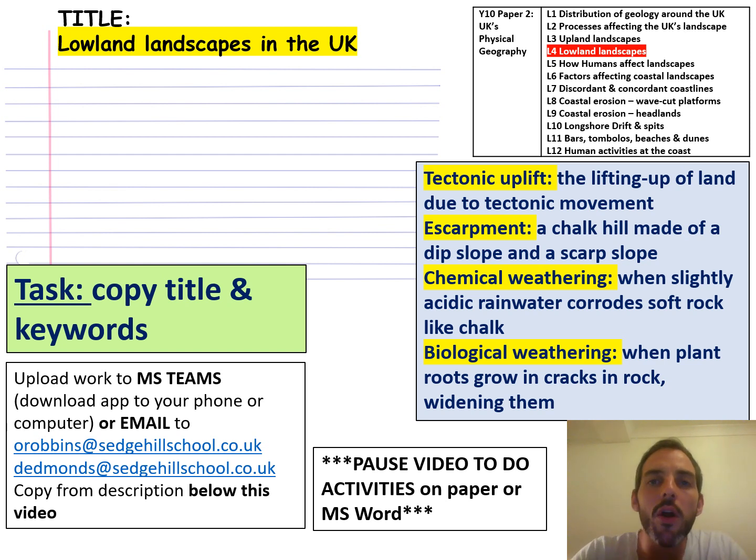The reason we're not learning about flatland as such is because flatland would be quite boring and there aren't really any features. And flatland is largely formed from deposition of sediment from rivers. There's not much more to say about it, so that's why we're going to look at lowland landscapes in the southeast. Please now pause the video, write the title and copy down those 4 keywords with definitions on the right.